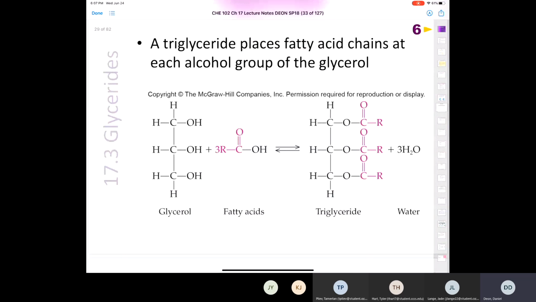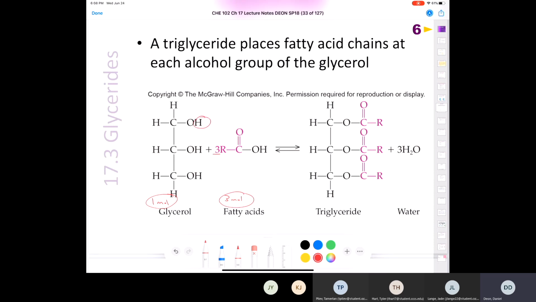Anyhow, a TGC or triglyceride places fatty acid chains at each alcohol group. You can see here that stoichiometry is very important. If we have 1 mole of glycerol, for example, we have a 3 in front of the fatty acid. That means that we would need 3 moles of fatty acids, right?